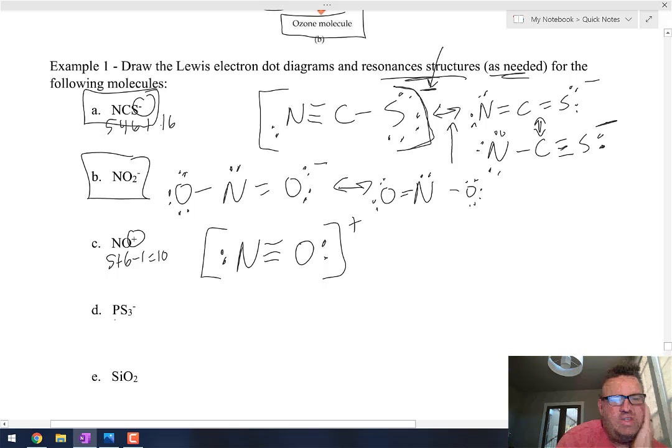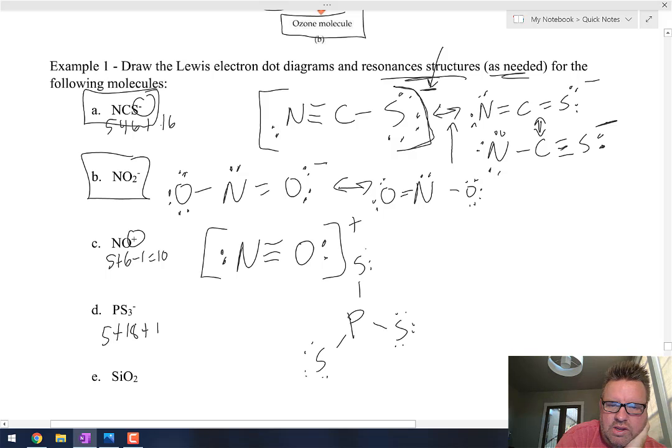Okay, PS3 minus, so 5 plus 18 plus the 1, 24 electrons. So we're going to have 16. So there's our 24. We'll put the little minus up in the corner. Okay, that phosphorus does not have 8. So we're going to take 2 electrons from one side, and we're going to make a double bond.